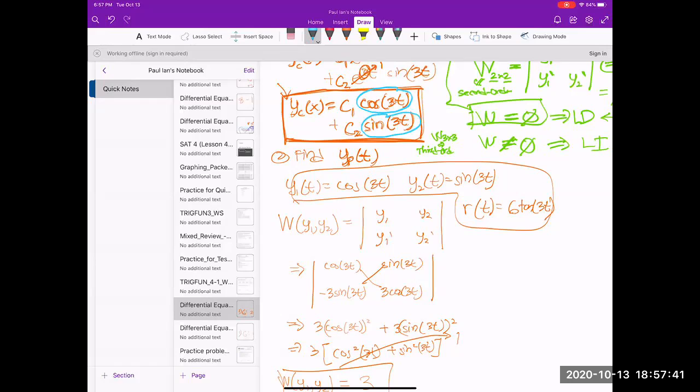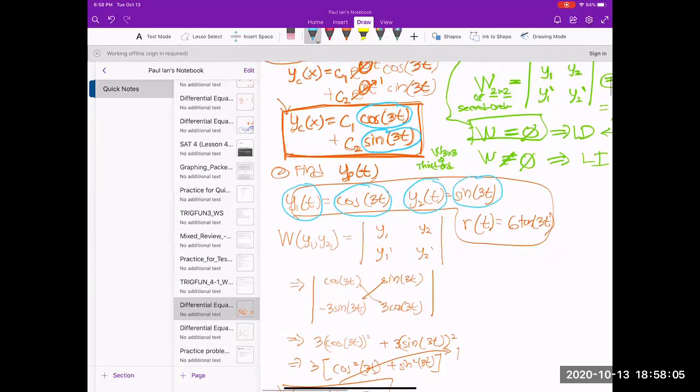Then you write them as y1 and y2. y1 is cosine of 3t, y2 is sine of 3t. And you make a 2 by 2, because it has two y values. I wanted to touch on something else first: always gather what you need before you actually do the math. So you need y1, y2, and then the other thing is this r guy.